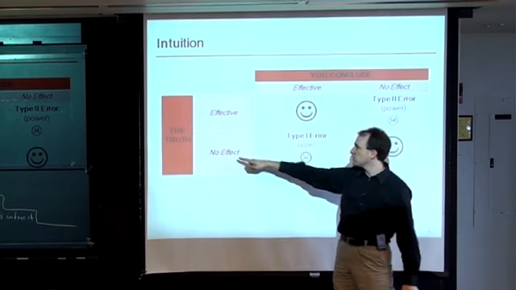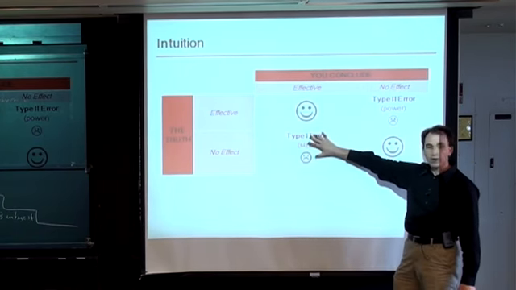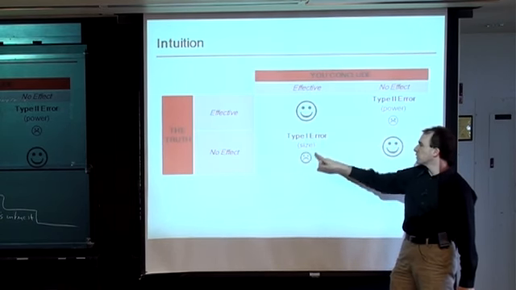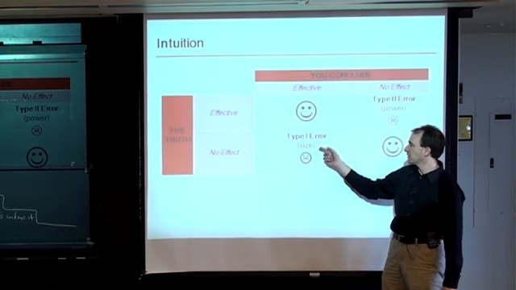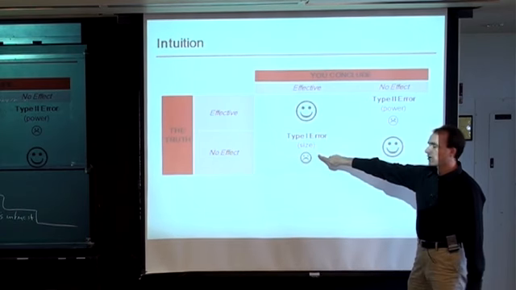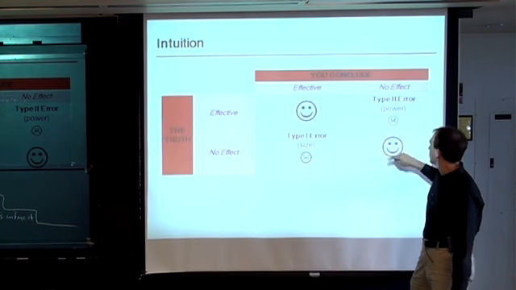So if the truth is there was no effect, but you concluded there was an effect, that would be making a type 1 error. Okay, and this is what we talked about as size. We normally fix this one at like 5%. So if there's no effect, 5% of the time you're going to end up here, and 95% of the time you're going to end up here. That's what a 95% confidence interval is telling you.